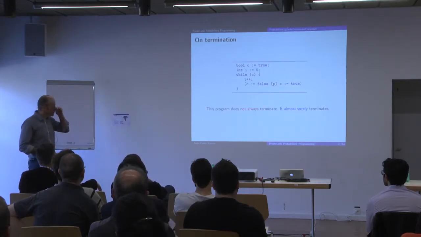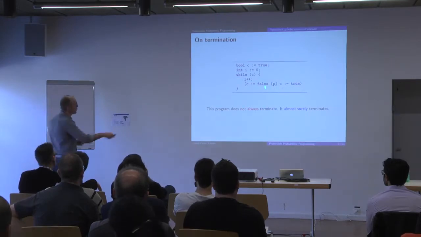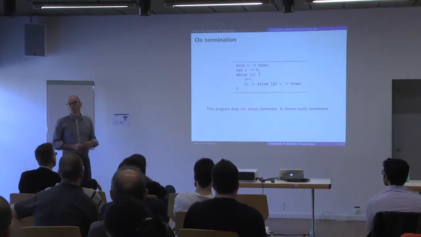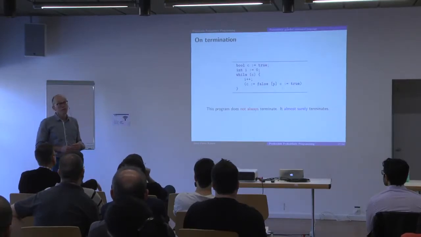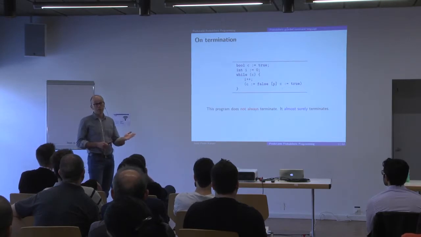So one remark about termination. This program does not always terminate, because there is one behavior, namely where you flip the coin and you always take the right alternative. This is a possible behavior. It happens, however, with probability 0. So this program does not always terminate, but it almost surely terminates. It terminates with probability 1. That's what it means.